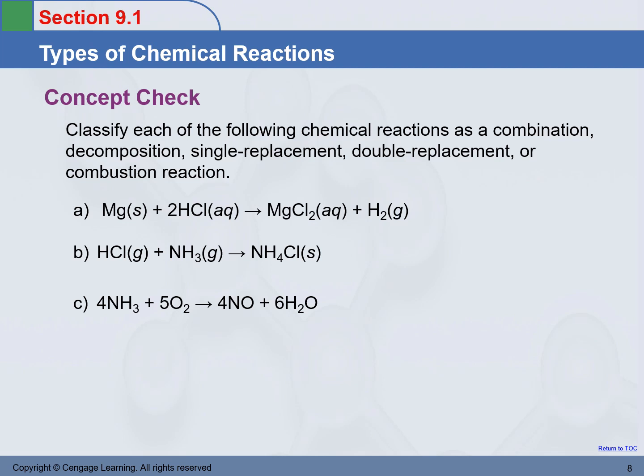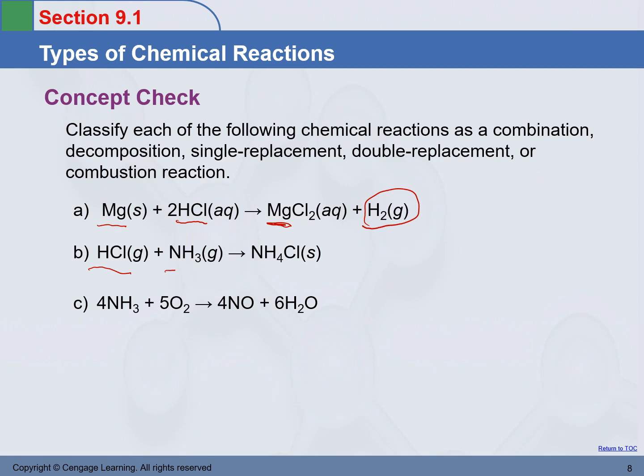Concept check. Classify each of the following reactions as a combination, decomposition, single replacement, double replacement, or combustion. A. Magnesium reacted with HCl. In the product, H is out, staying by itself. The place is replaced by magnesium. Single replacement or displacement reaction. Magnesium displaced hydrogen combined with chloride. Single replacement or displacement.